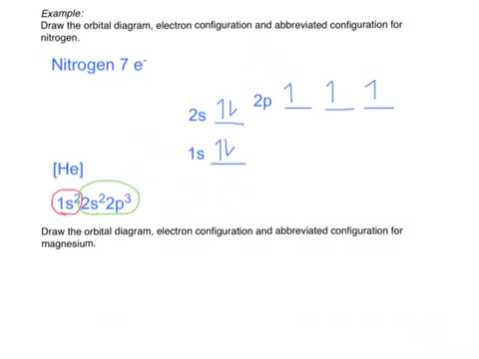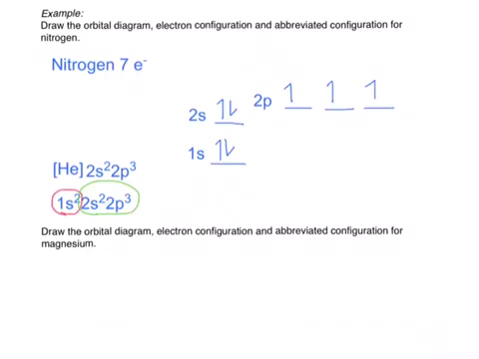So we're going to do helium in brackets. And then the remainder of the electron configuration we'll write out, because that's the second energy level that's not yet full. So our abbreviated configuration for nitrogen is going to be helium, and you always want to put it in these brackets, 2s2, 2p3.